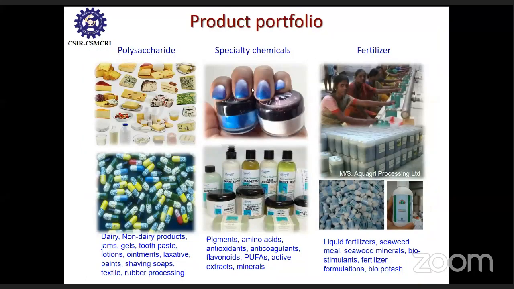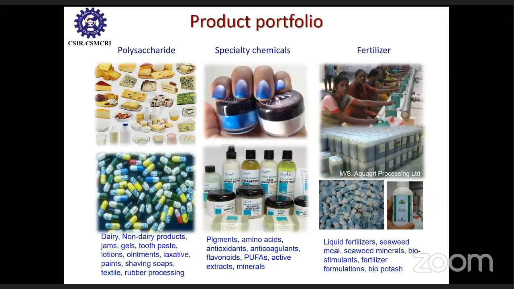Now, going to the next slide, most people know about polysaccharides only. These polysaccharides, as I said, agar, carrageenan, and alginate, are basically used as thickening agents in dairy and also non-dairy products like jam, gels, toothpaste, and ointments. They are also used as laxatives. So these are the most common applications of polysaccharides. You also get specialty chemicals, pigments, amino acids, antioxidants, and mineral extracts. They have been used in various formulations.